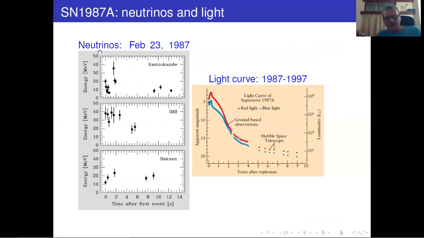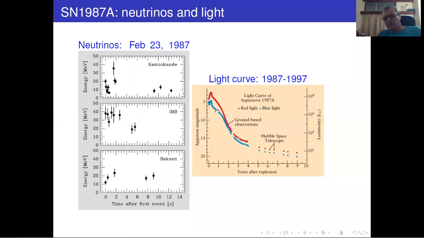This is what we had observed. On February 23rd, 1987, we had observed about 25 neutrino events. Each of the events that you see is just one neutrino. And they all came to us in about 10 seconds. They were observed at three different experiments.